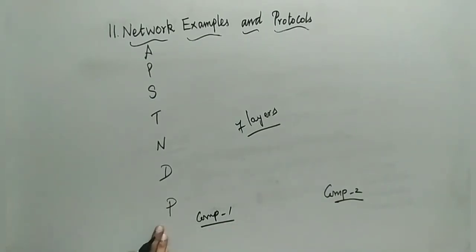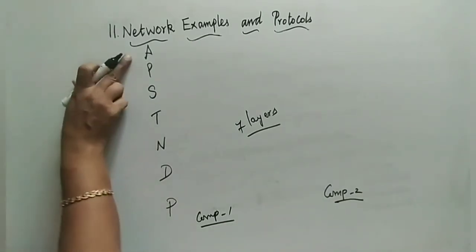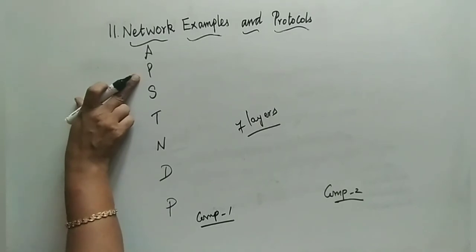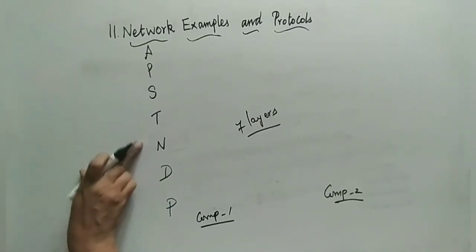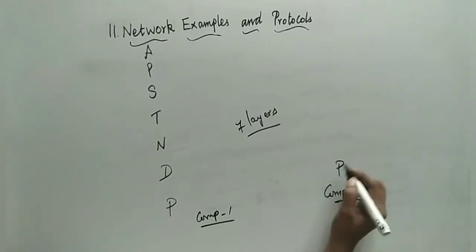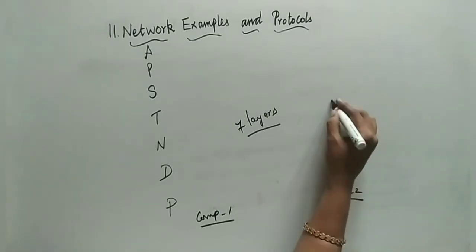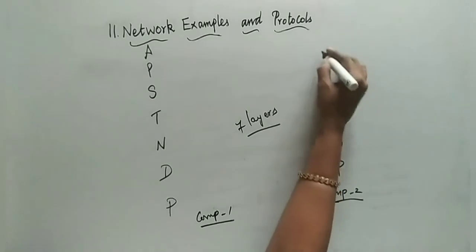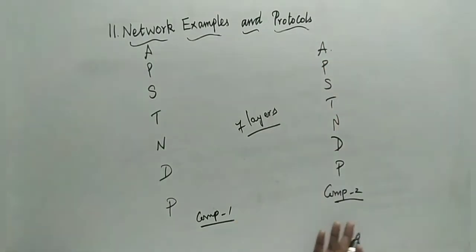From this computer it will move from the application layer, the presentation layer, session, transport, network, data link, physical layer. And similarly, this end also has all the 7 layers. Already I told you the physical layer is responsible for establishing connection.